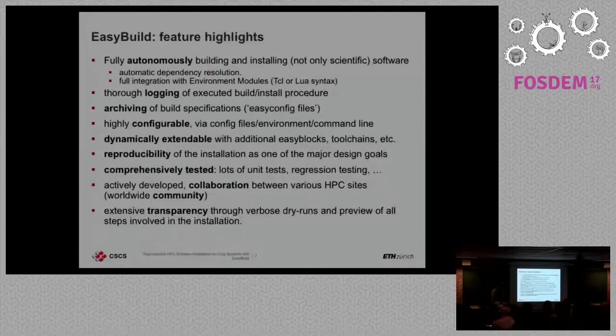So the main features of EasyBuild: you have autonomous building and installing of the software. You also have logging, so you don't need to care about saving the output. You're going to find the logs of the installation somewhere, and you don't need to worry about that. You have archiving of the build specification, so every time you build a recipe, you have a copy of this recipe somewhere so that you know that you can redo it. This is one step for achieving reproducibility. It's highly configurable on command lines or files, it's up to you, or site-wide configurations.